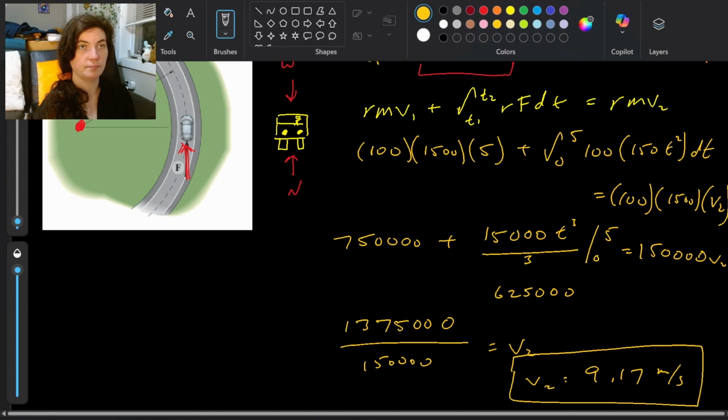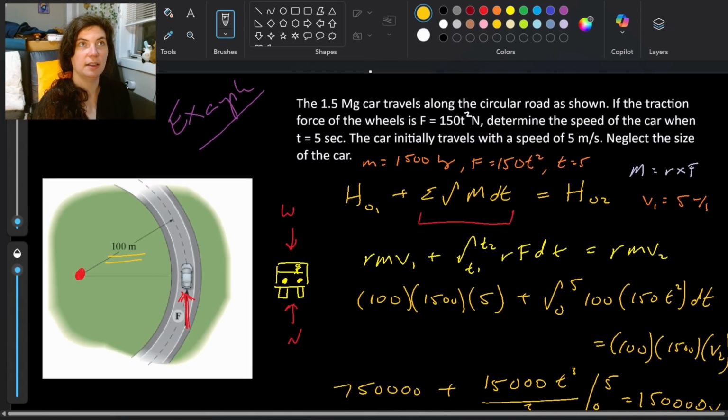All right, so this principle of angular impulse and momentum is really useful for these curvilinear problems where you've got forces or moments where you're trying to find the velocity. It can shortcut you and save you some time in these problems using this principle of angular impulse and momentum.